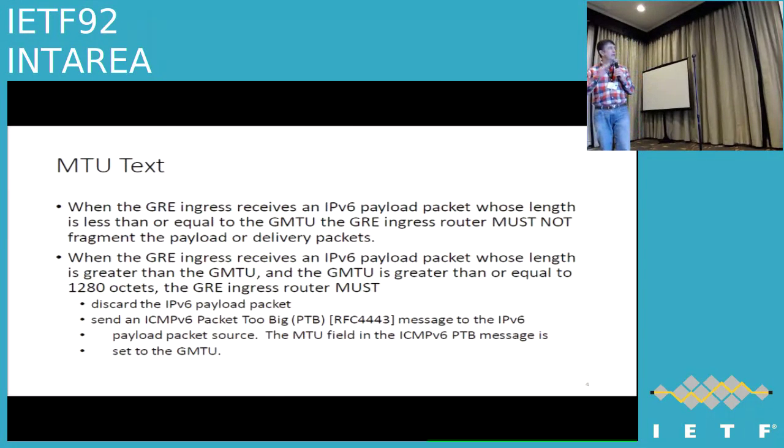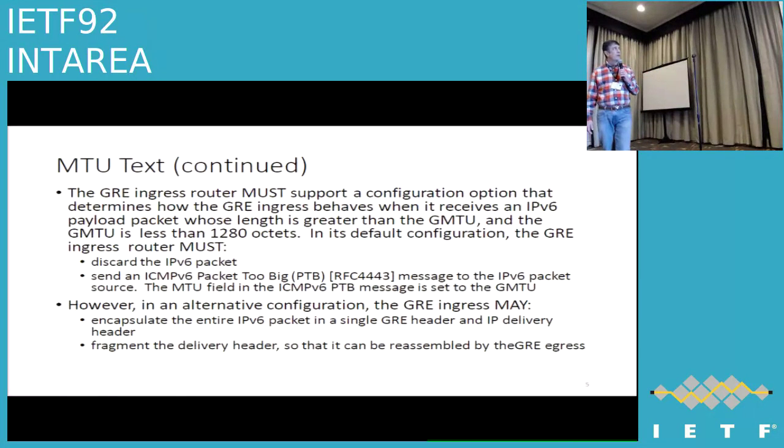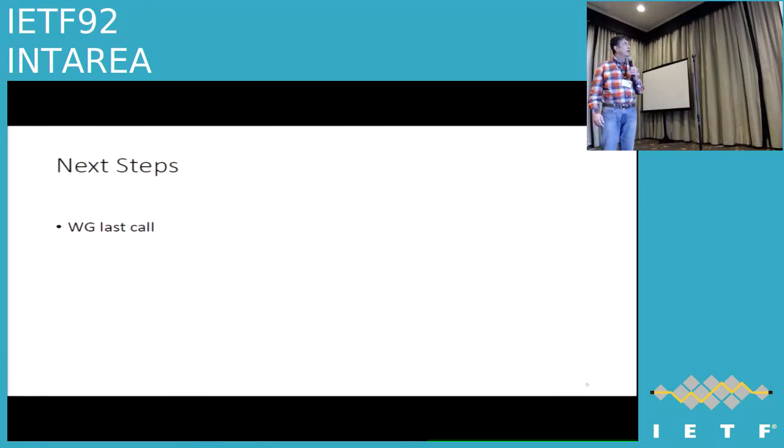Next slide. And when you need to fragment and the GMTU is less than 1280, then you have a choice. By default, you drop the packet and send an ICMP packet back to the source. However, you have a configuration option on the ingress that says, rather than doing that, I'm going to fragment the delivery: encapsulate the payload in a single GRE header and fragment the delivery header. The default behavior is to drop the packet and send an ICMP back to the source. The non-default behavior is to fragment the delivery header.